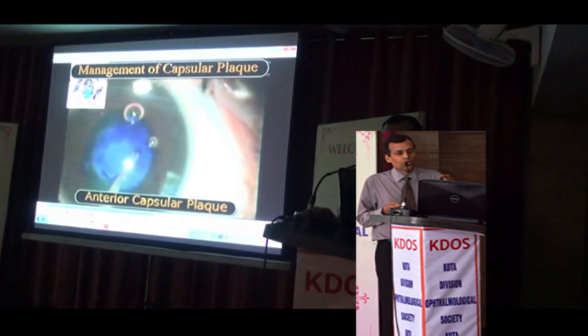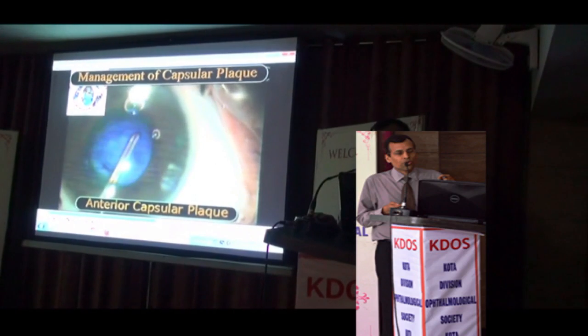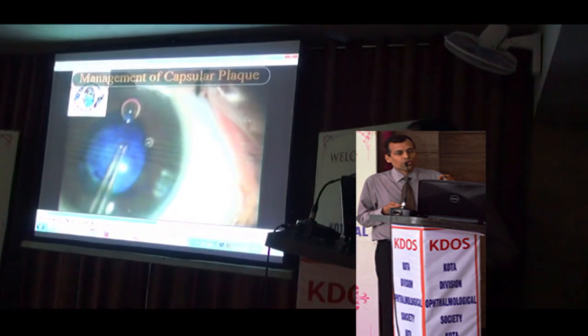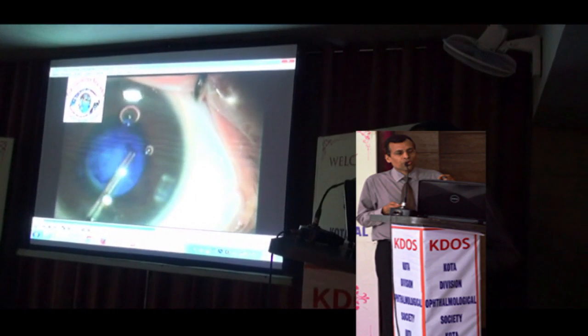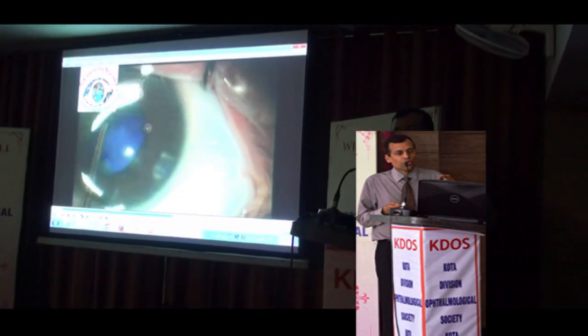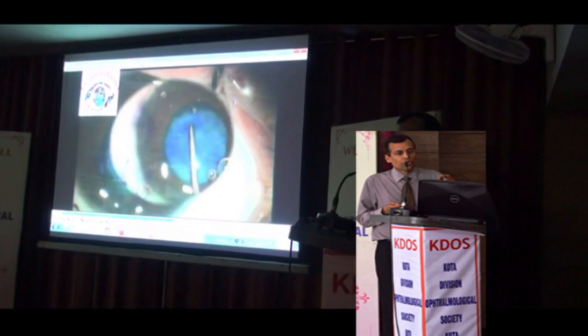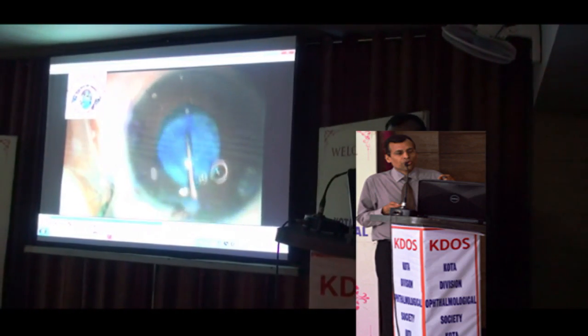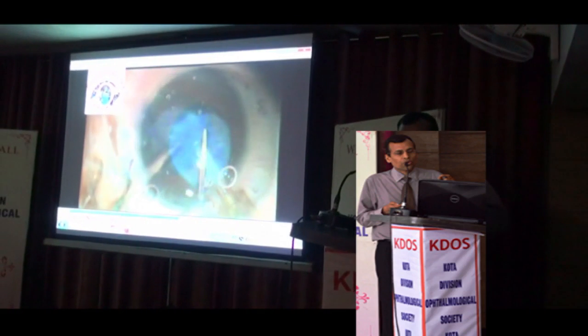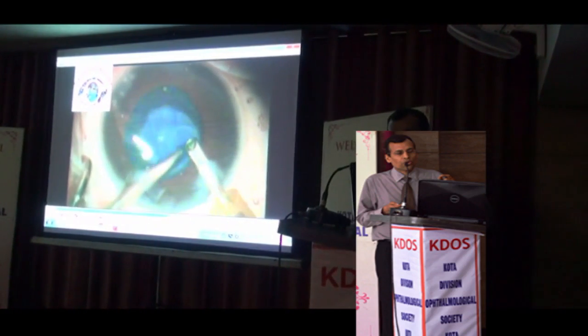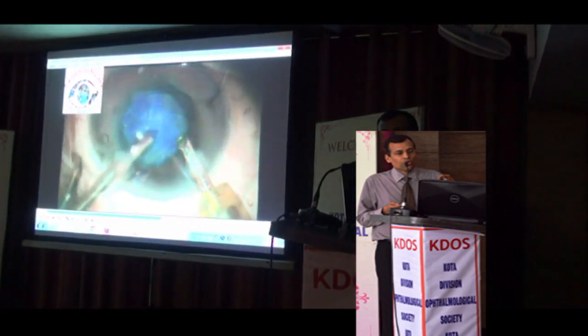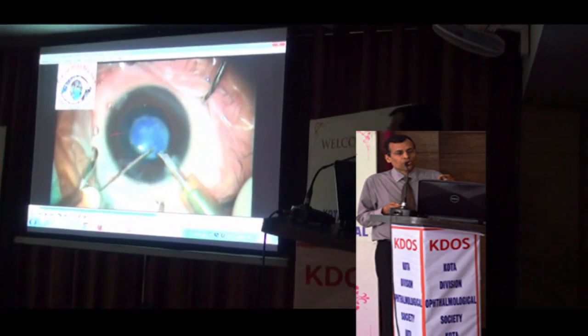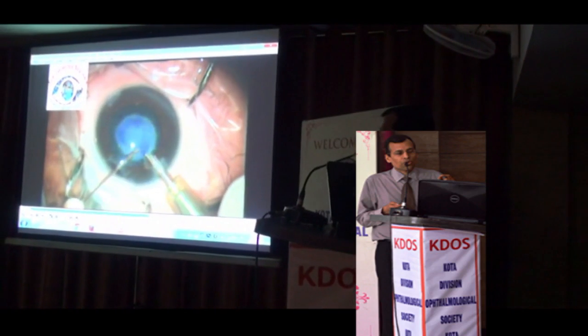A 2-year-old child with a dense anterior capsular plaque. Sometimes we see such situations where the very dense anterior subcapsular plaques are very difficult to remove. So I'm trying to separate this plaque using the vitreous cutter, and I also try to use a 26-gauge sharp needle.